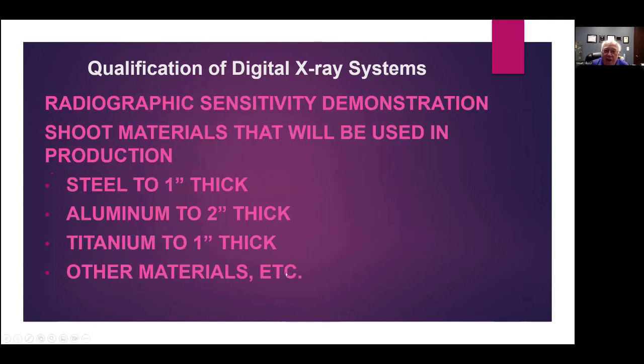Then we have to do a sensitivity demonstration. So you have an X-ray tube and it has a certain power to it. Let's say you're using a 320 kV. Well, you can't shoot 3 or 4 inch thick material. So that would be outside the limits. So what you do is you take your limits and you shoot material toward the limits, either the high end or the low end, so that you can demonstrate that you can produce the sensitivity in these materials at these thicknesses.